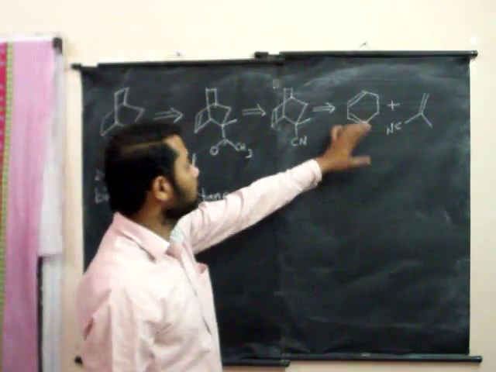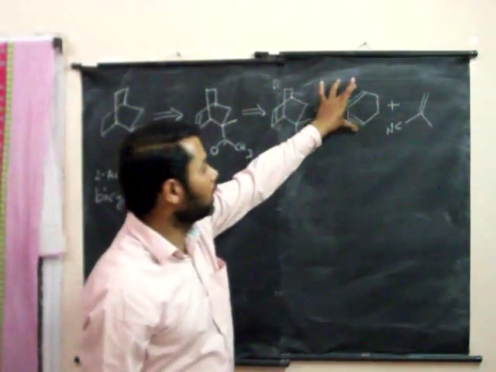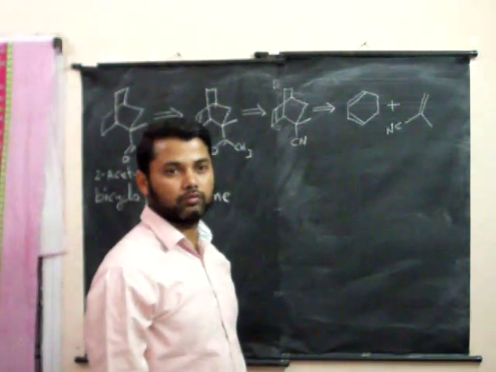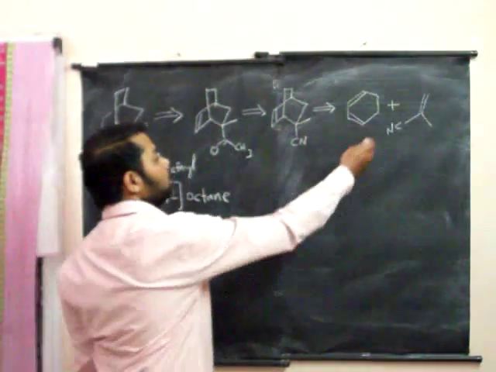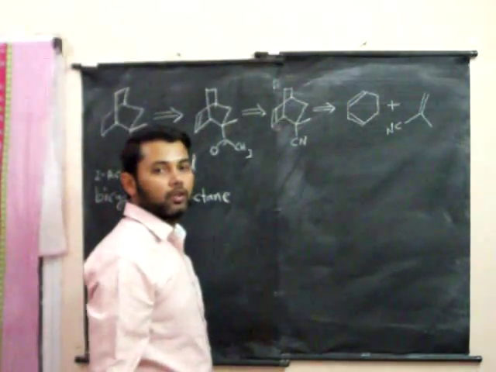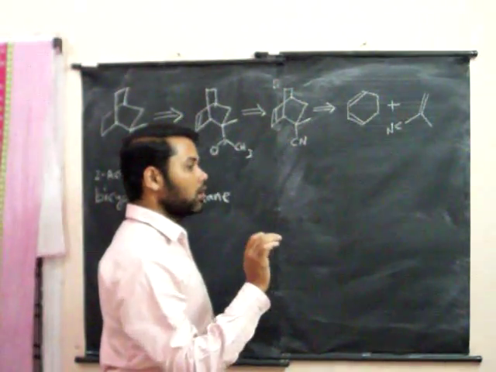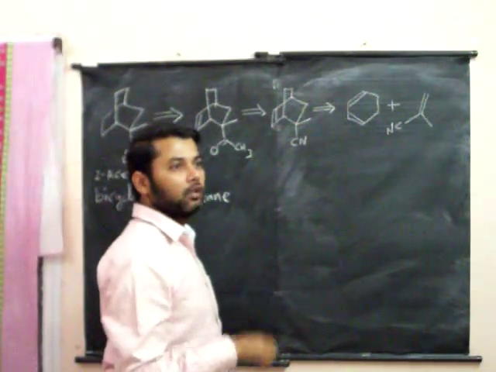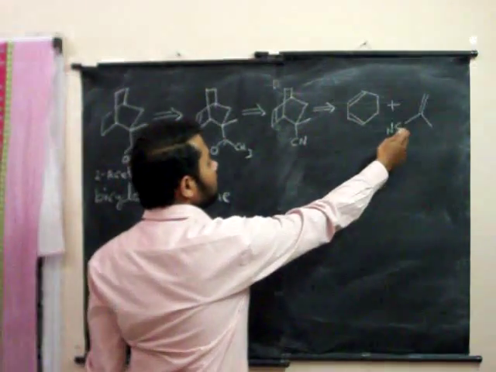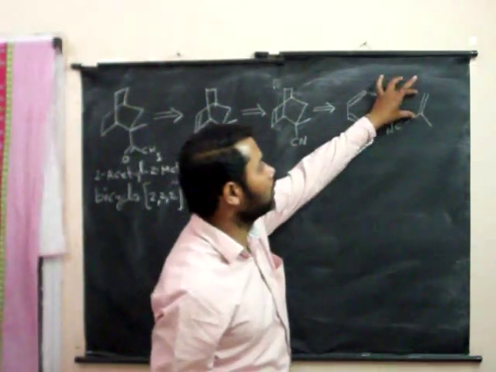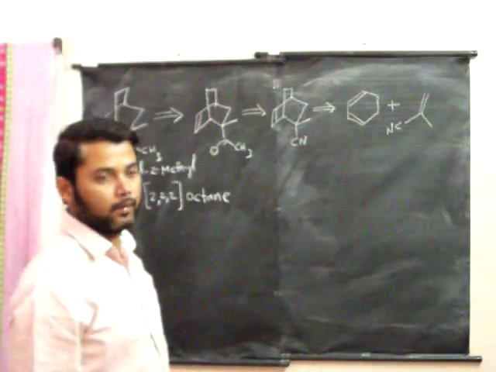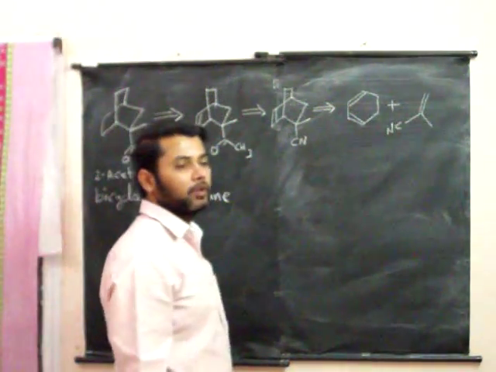In Diels-Alder reaction, this is called diene and this part is called dienophile. Dienophile means hungry for diene. This is dienophile and this is diene. Why? Because two alkenes are there, this is diene. So always the electron rich moiety should be diene and the electron deficient moiety should be dienophile. So here a cyanide group is there. That will make this double bond electrophilic, electron deficient. That means this Diels-Alder reaction will be much faster.